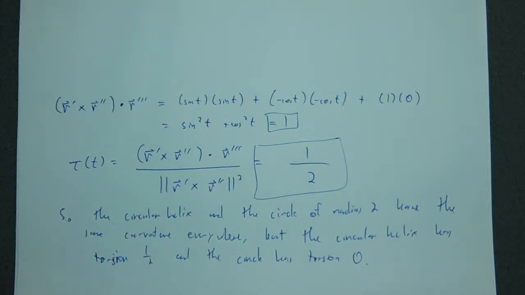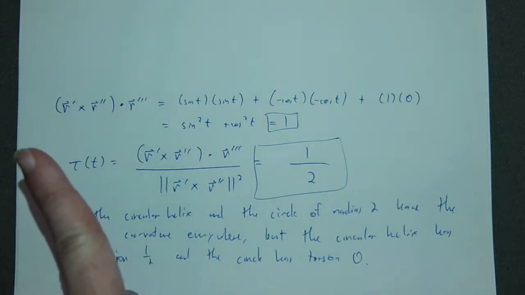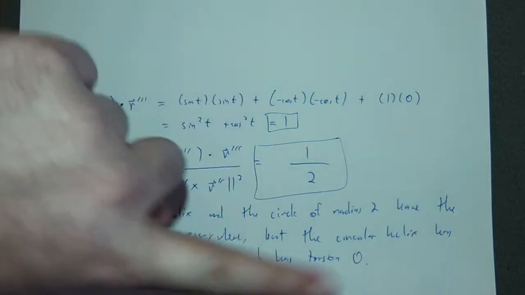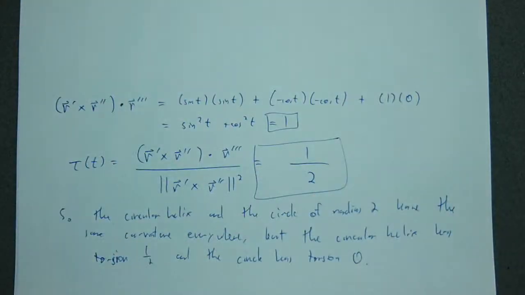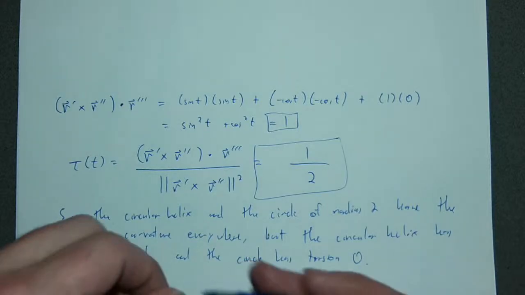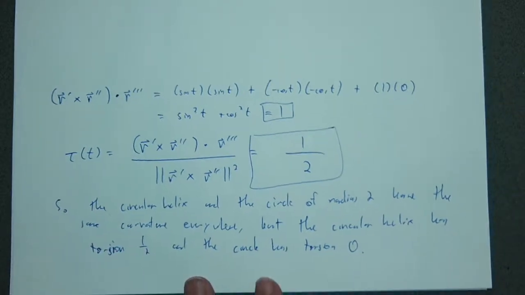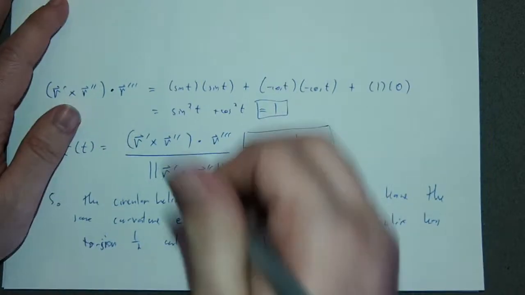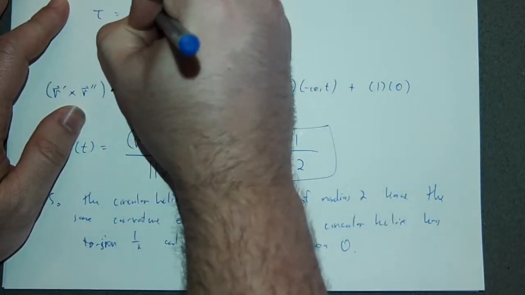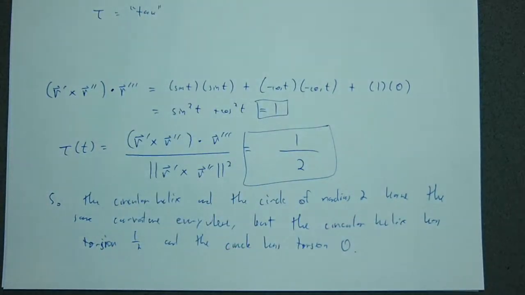So intuitively, what is torsion telling you? Curvature was measuring the rate of turning of the tangent vector. So the curvature is telling you how fast the tangent vector is turning. Torsion is telling you to what extent your curve bends out of a plane. That's tau. Yeah, that's the Greek letter tau. Lowercase tau.